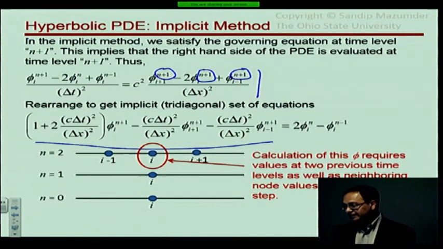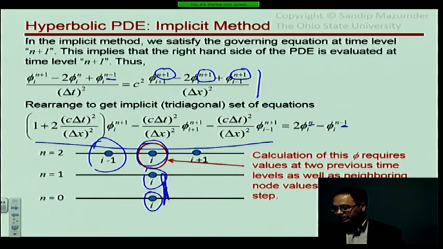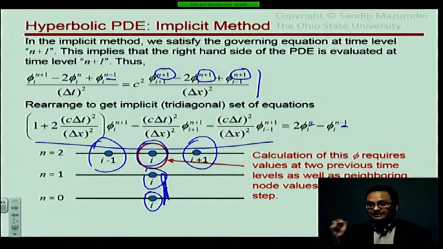So the idea is we are trying to calculate this term. We need 2 previous time steps, as you can see from the n-1 and n in the equation. We need both of these, as well as the neighboring nodes at the same instant of time that we are trying to calculate, which makes it implicit.